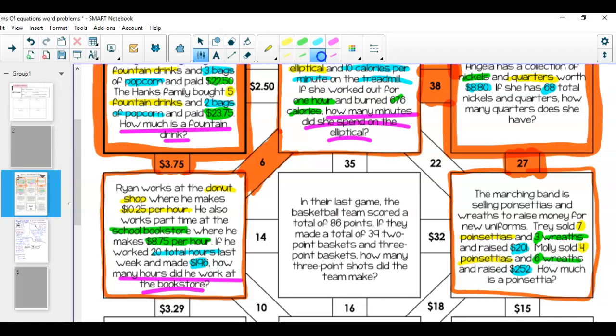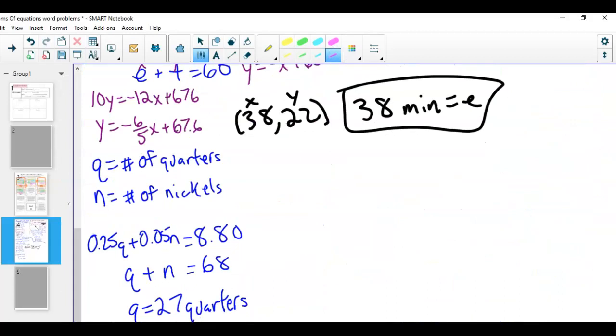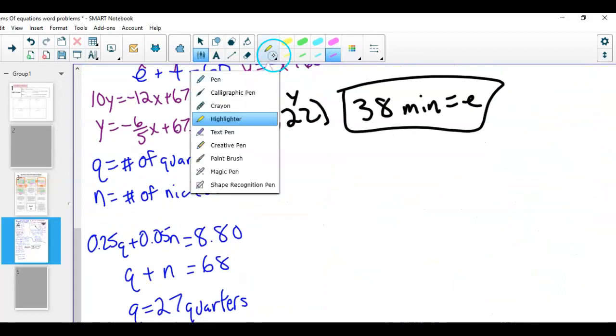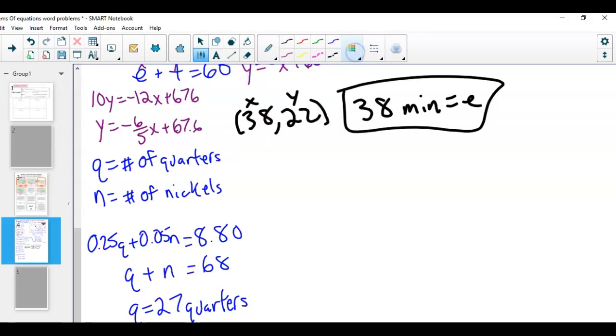So in this case, we have the number of each. We don't know how much is each. So that's what we're trying to find. After a while, it kind of gets repetitive because you're doing the same thing over and over again. Just the word problems become different.